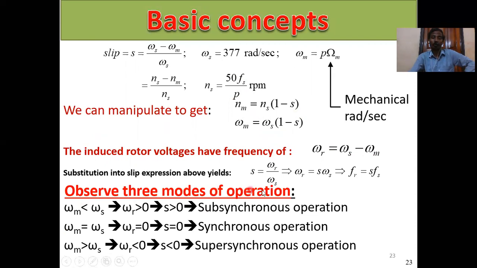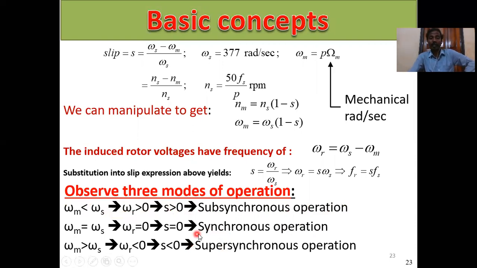Observe three modes of operation, mainly the DFIG modes of operation: subsynchronous, synchronous, and supersynchronous modes of operation. First case, the subsynchronous mode of operation, is satisfied when omega m is less than omega s, or omega r is greater than 0, or s is greater than 0.